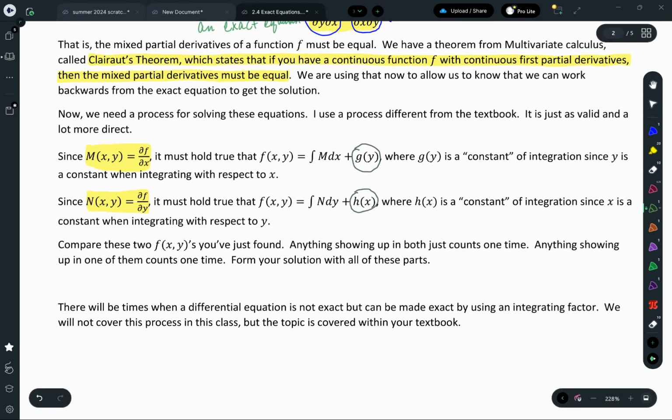There will be times when a differential equation is not exact, but it could be made exact by using a different sort of integrating factor. We are not covering this topic in this class because exact equations are already an optional topic. So we're going to just learn the basic process. We'll do a few examples, but we will not be dealing with any problems where we have to make an equation exact in order to go through with the exact equation process.